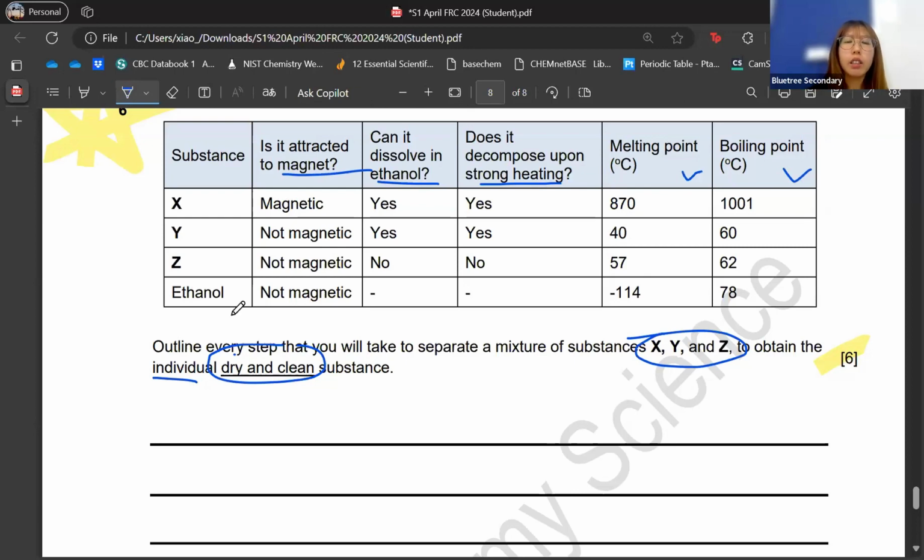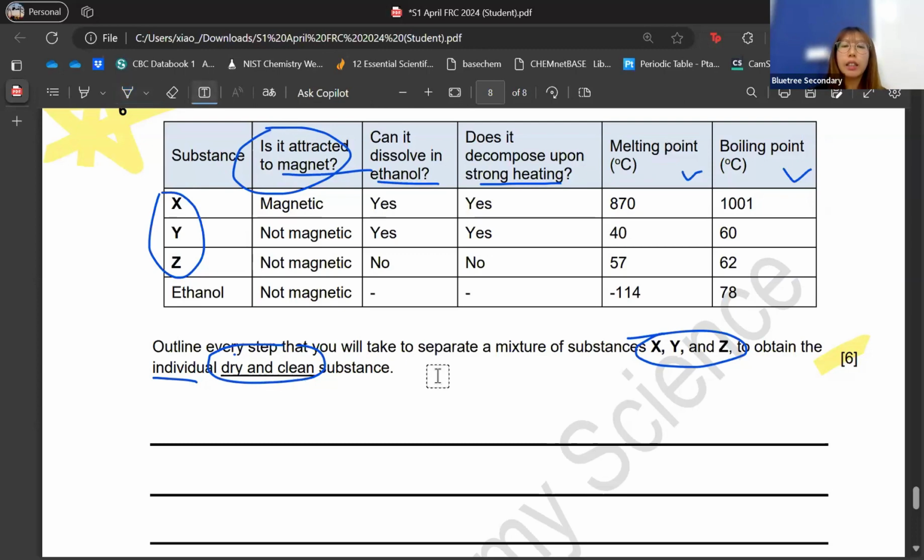Okay, so let's start. Imagine you have a beaker of X, Y, Z mixed together. You always target the property that allows you to obtain the odd one out solid. So what I mean is, if we look at the attraction to magnet, do you see that there's already an odd one out? Sample X is magnetic, but Y and Z are not magnetic, which means I can perform a certain separation technique and I will already get X on its own. If you are able to obtain X on its own, you will have gotten 1 to 2 marks already.